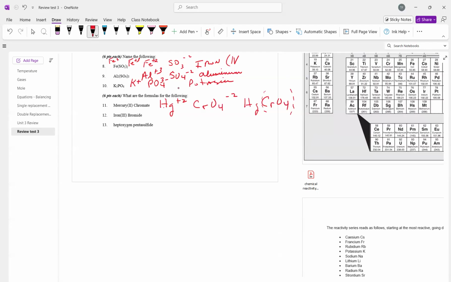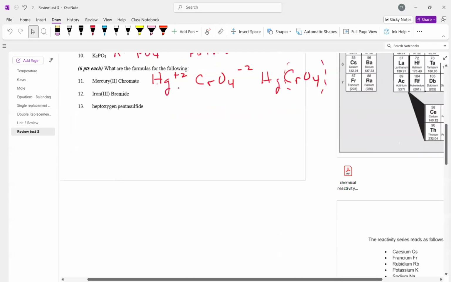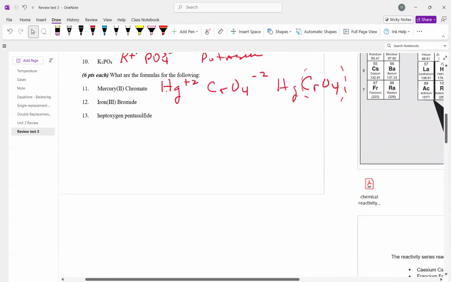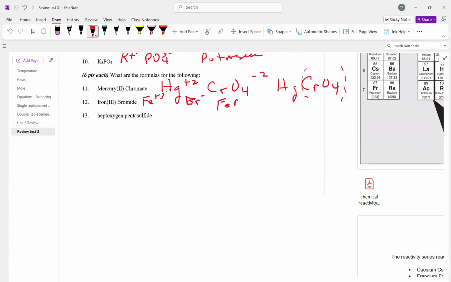Okay, we have iron 3 bromide. Iron 3 is a +3. That's what the Roman numeral 3 means. The bromide is a -1. So it's going to be FeBr3. So we balance out a net zero charge.